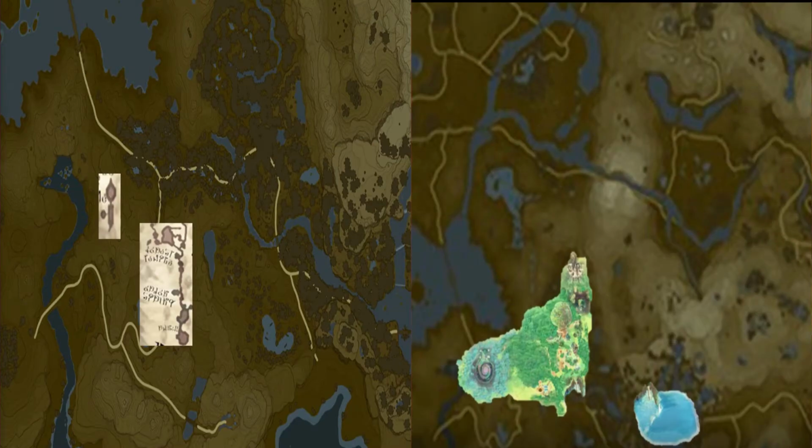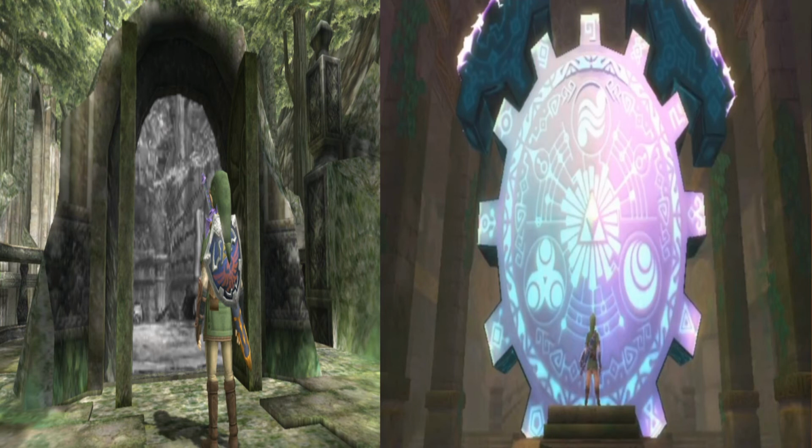If you will remember in my Skyward Sword video, I placed the Faron region in the south of the Breath of the Wild map. The Sealed Grounds and the Sealed Temple are in the same location. Remember also that in Skyward Sword, the Sealed Temple had the ability to open a portal to the past, much like Twilight Princess's Temple of Time.